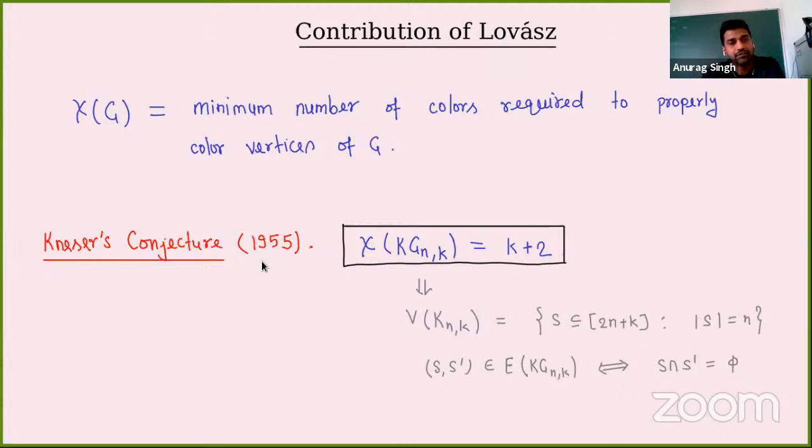So Kneser in 1955 conjectured that the chromatic number of the Kneser graph KG(n,k) is k plus 2, where the Kneser graph is defined as follows. The vertices of Kneser graphs are all the subsets of 2n plus k whose cardinality is n. And two vertices are adjacent in the graph if and only if they are disjoint.